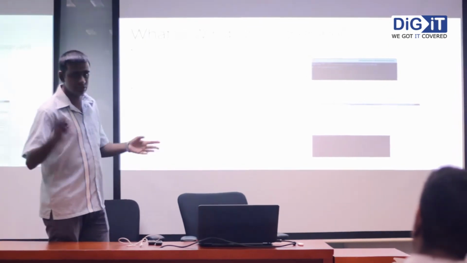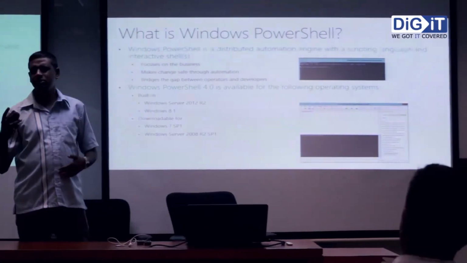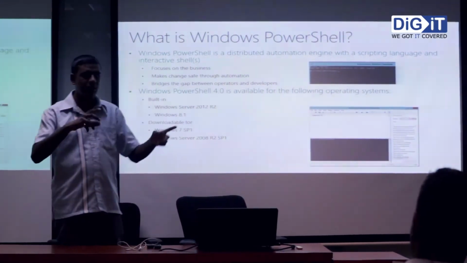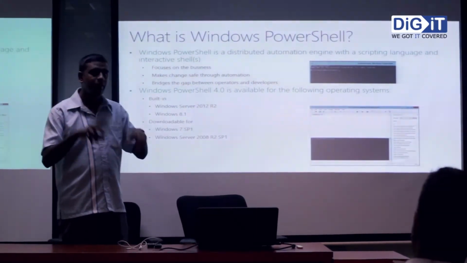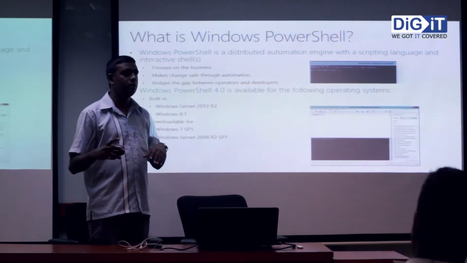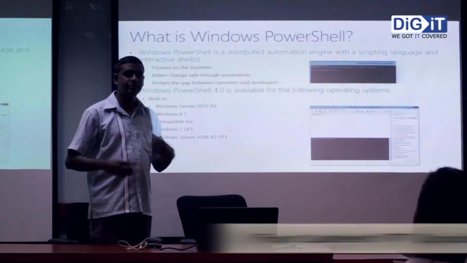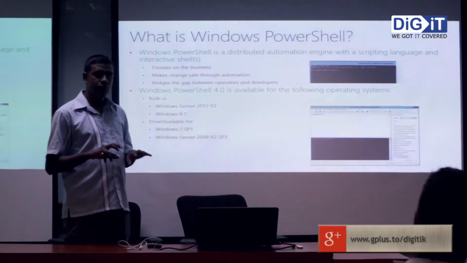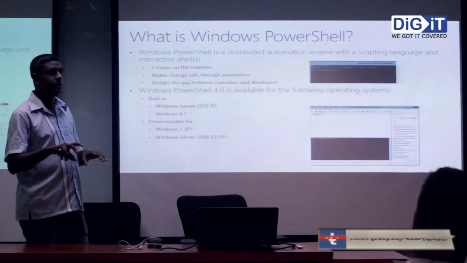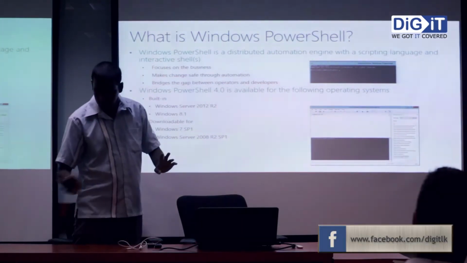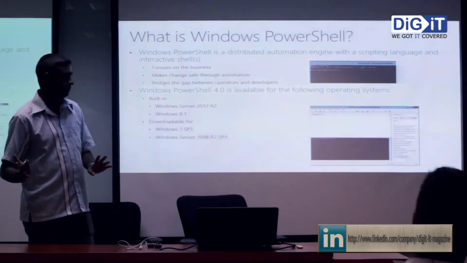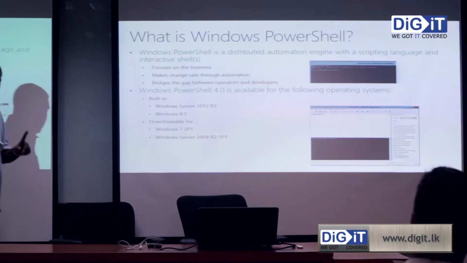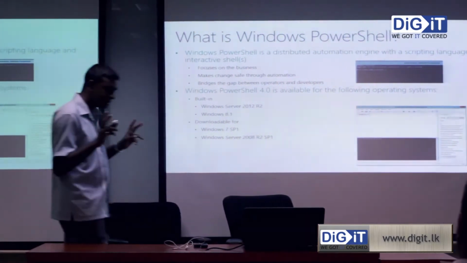There are 3,000 plus commandlets. It's not hard to learn the syntax. It's a verb-noun format, like Get-Help. So you don't have to remember the syntax. If you type Get-He and press tab, it will automatically fill out the rest for you. That's called IntelliSense.